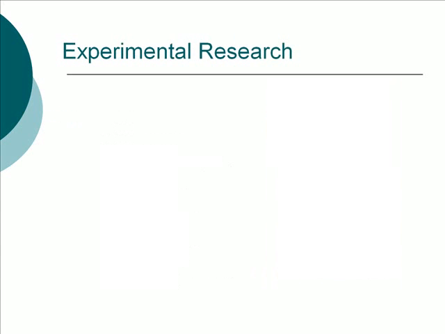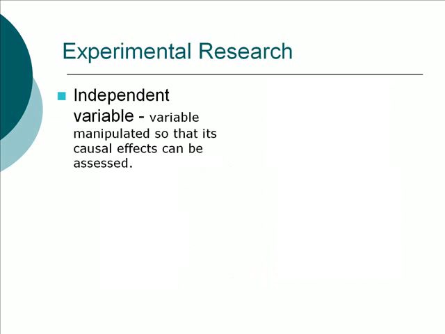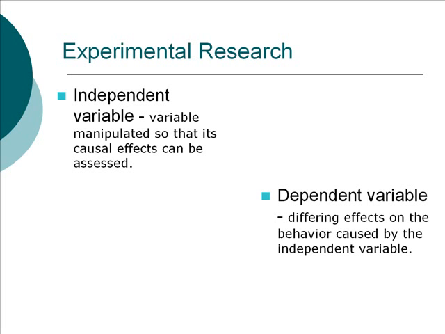When you run an experiment, you have at least two variables, so we'll focus on the easiest type of experiment, and that's just two factors that we're investigating. The first thing that you need when you're conducting an experiment is an independent variable. This is a variable that's manipulated so that its causal effects can be assessed. In other words, we want to see how it impacts other things. Those other things being a dependent variable. Dependent variables show differing effects on the behavior caused by the independent variable. So the independent variable is the hypothesized cause, and the dependent variable is the effect, in which cause and effect relationships are studied.